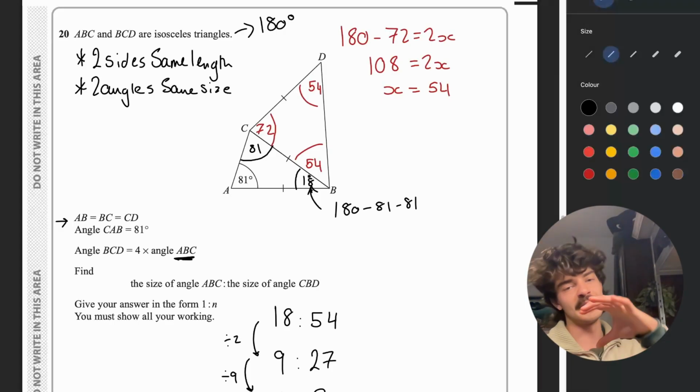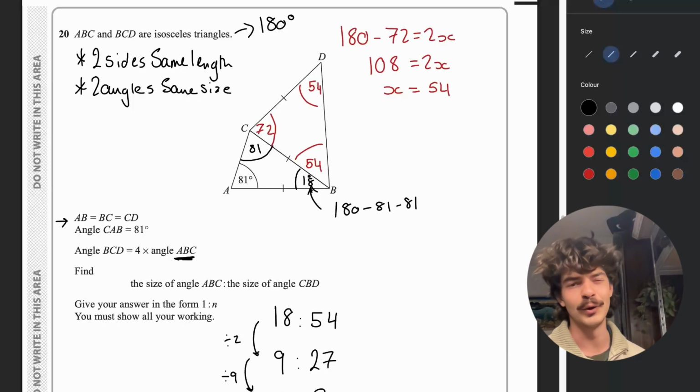Isosceles triangles being not oriented the normal way can be a bit confusing, but the tip for remembering which sides are the same is it's the two sides that border the length that isn't the same. Or, alternatively, the two lengths that are the same touch at the angle that's unique.